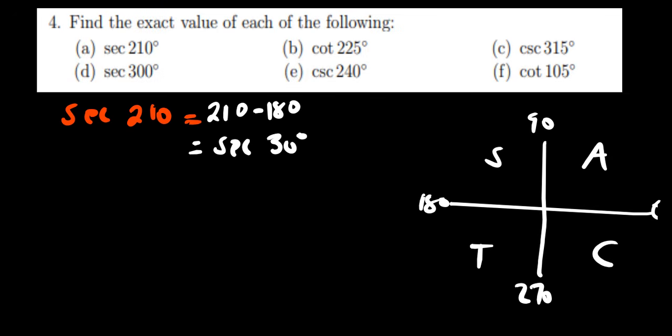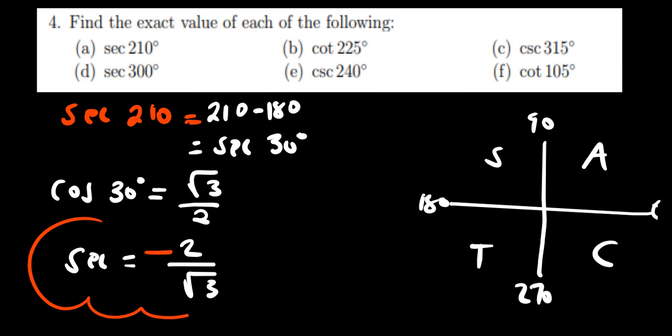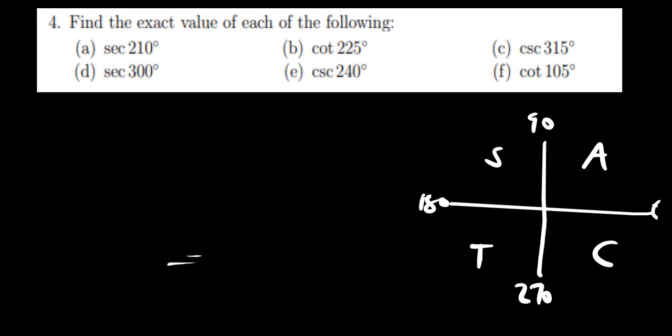Now sec 30 degrees, you have to go back to your cos 30 degrees. You know that sec and cos have a relationship, they are reciprocals of each other. If cos 30 degrees is the root of 3 over 2, therefore sec will be the opposite, it will be 2 over root 3. But look at which quadrant it is in. 210 is in this quadrant, where only tan is positive. So our answer will finally be negative. This will be our final answer in this case. Okay, let's solve B. For B, we are told to find cot.